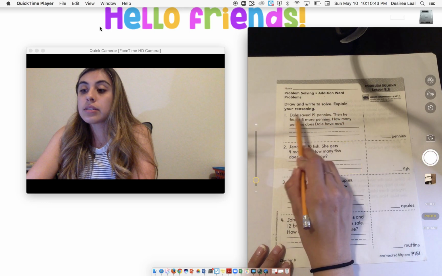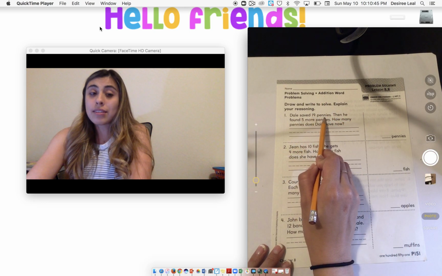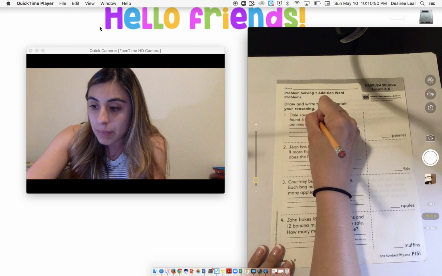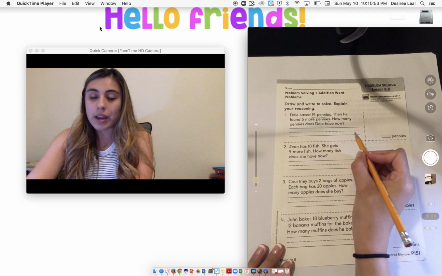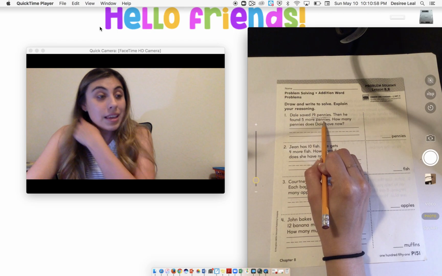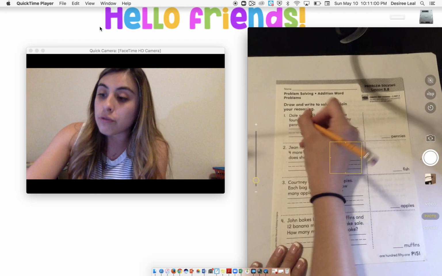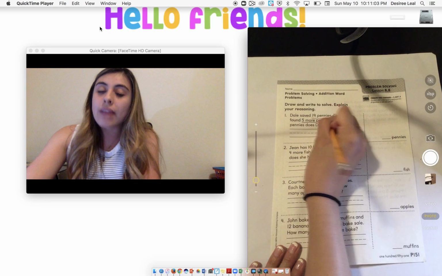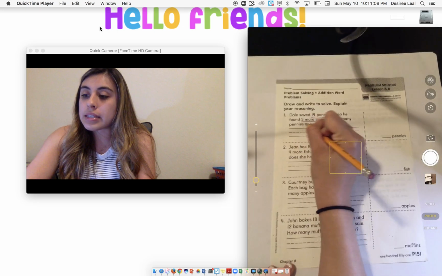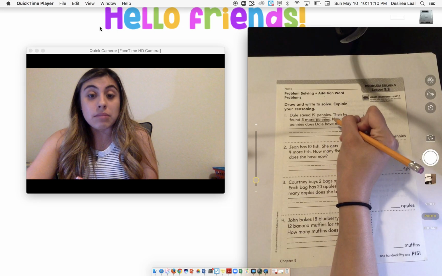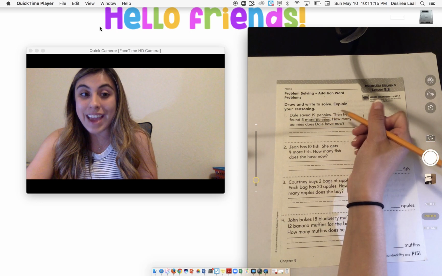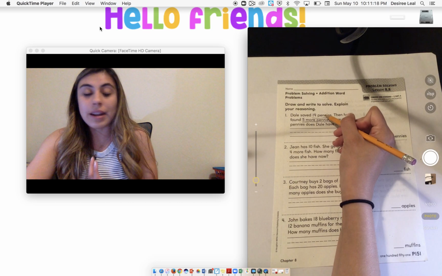So it says Dale saved 19 pennies. So I have to think, what are some important things in this problem that I should underline? Well, I think these 19 pennies is important, so I'm going to underline that just so I know. Then he found 5 more pennies. Okay, so he found some. That means that he added more. Okay, so 5 more. I'm going to underline that. Now I have to really listen to what is it asking me. How many pennies does Dale have now? So they're asking me, after he found those 5 more pennies, how much does he have now? So he had 19 to start with, so I know I'm going to add 5 more.